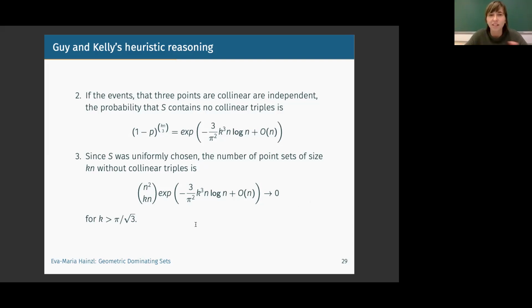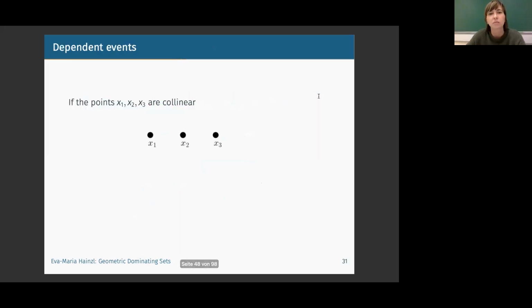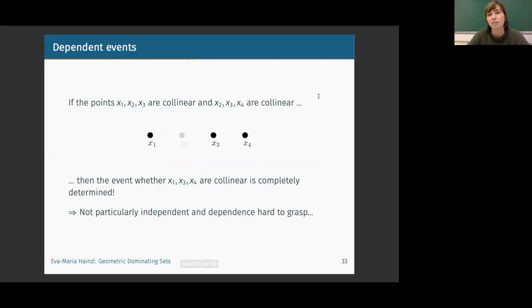Now, why is this a conjecture? Basically because of this assumption here. If the events that 3 points are collinear were independent, if this assumption would be true, this would just be a theorem, a proof. But think about points x1, x2, x3, they're collinear. And then maybe we know that x2, x3, x4 are collinear. But then we immediately know that x1, x3, x4 are also collinear. This event is completely determined by these 2 events. So they're not independent. And so this assumption is basically not true.